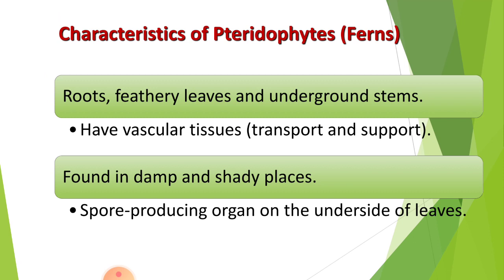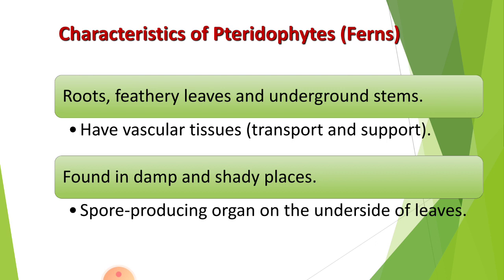The next group is pteridophytes. It is also commonly known as ferns. It has roots, feathery leaves and underground stems. They have vascular tissue for transport and support. Here the plant body is developed and it grows up to some height, and these plants are present on land, or terrestrial, but they are found in damp and shady places where there is heavy rainfall.